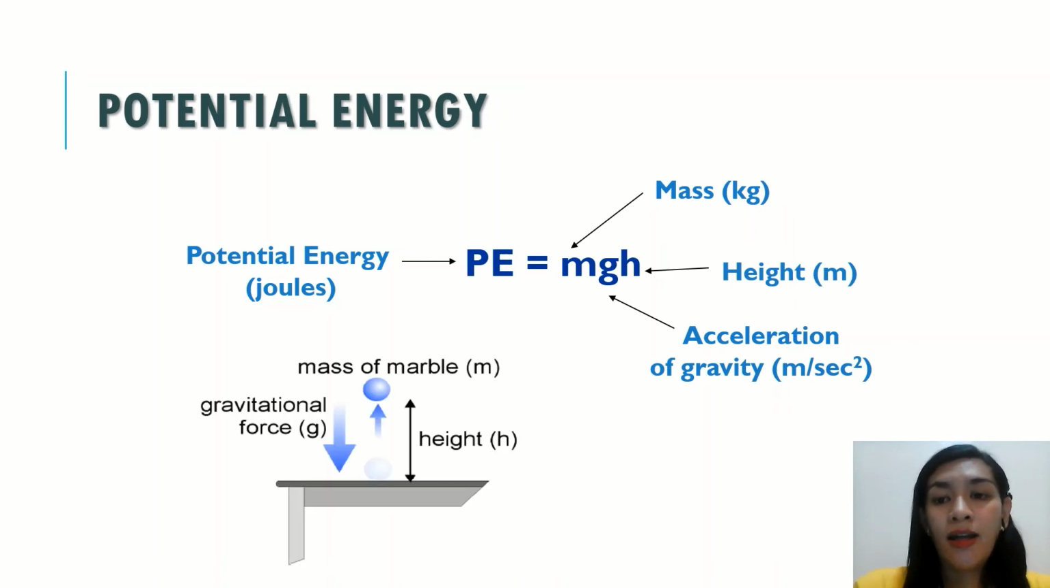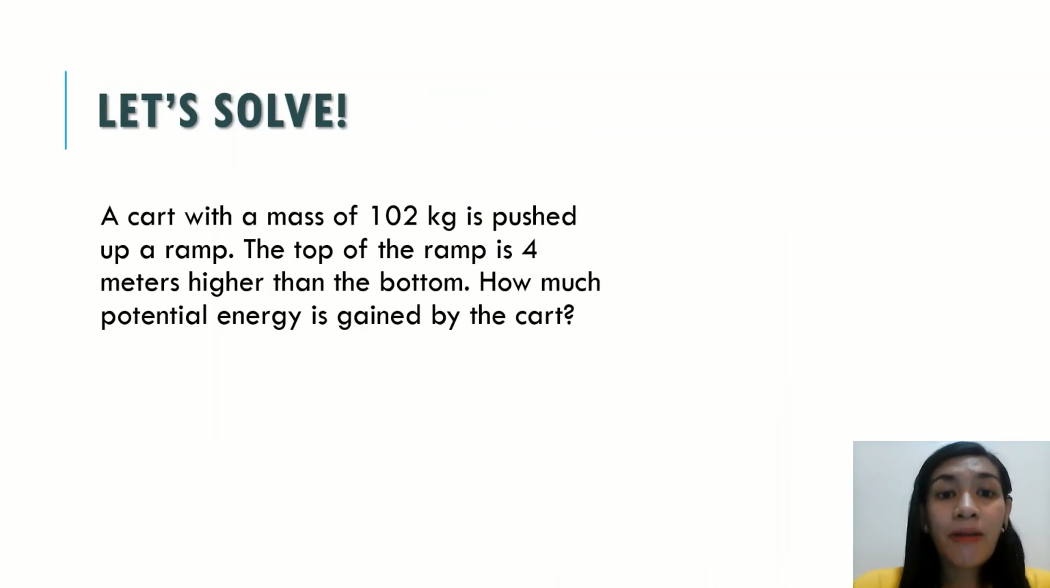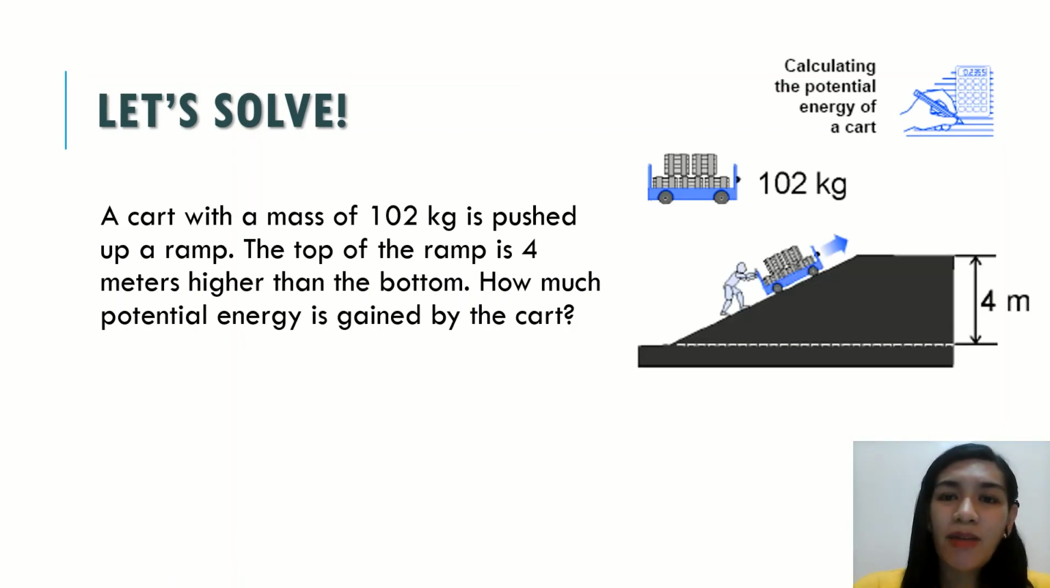Now let's solve one problem related to potential energy. Let's use this formula. A cart with a mass of 102 kilograms is pushed up a ramp. The top of the ramp is 4 meters higher than the bottom. How much potential energy is gained by the cart? You may pause the video to solve on your own first, then play the video once you're done.